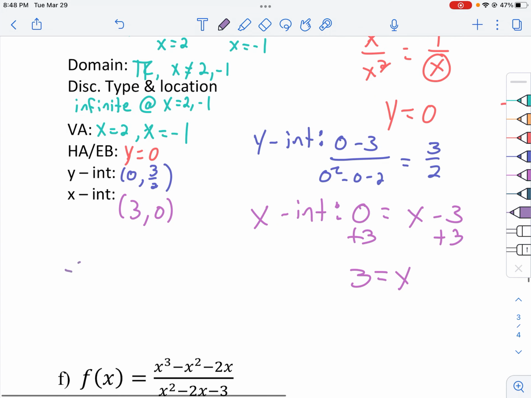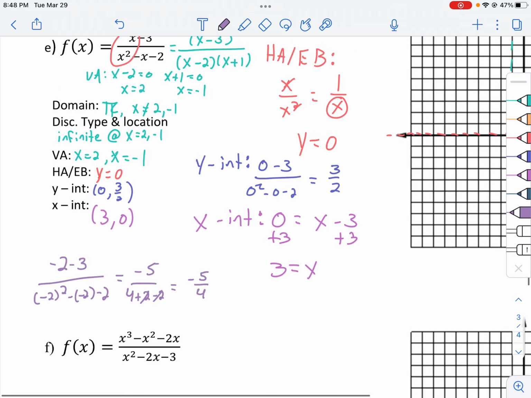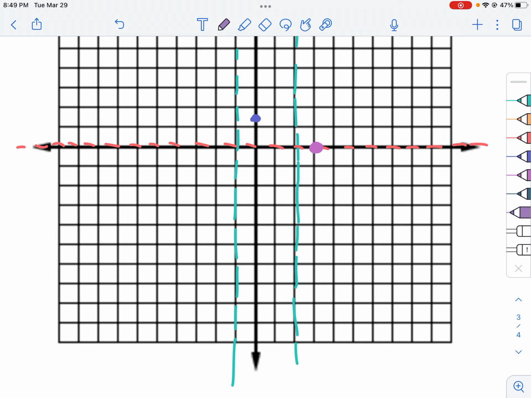That purple's good. So -2 minus 3 divided by -2 squared minus -2 minus 2. So that's -5 in the top. In the bottom, that's 4 plus 2 minus 2. So that's -5 fourths, which is going to be -1 and 1/4. So at -2, we're at -1 and 1/4, which would put us right here.